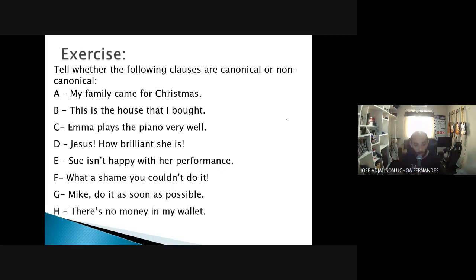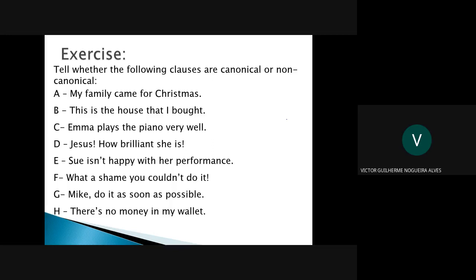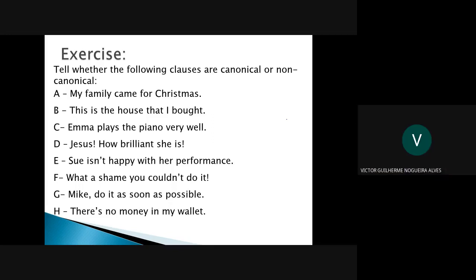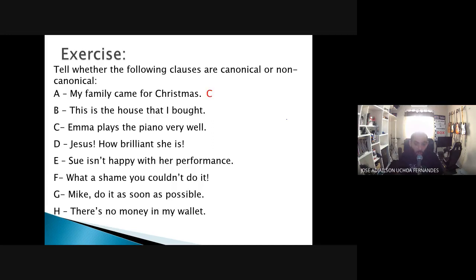So we have some clauses here, and I want you to tell me if they are canonical or non-canonical. Let's do some. My family came for Christmas. Do you think it's canonical? Is it subject verb complement structure? This is the first thing you should look at. I think it is. My family came for Christmas. Yeah, subject, verb, complement. The subject, my family, the verb to come. How about "for Christmas"? We call it the complement. Yeah, the purpose. Is it negative? No. Is it interrogative? No. Passive voice? No. Coordination, subordination? So if there's no problem with it, it is canonical.